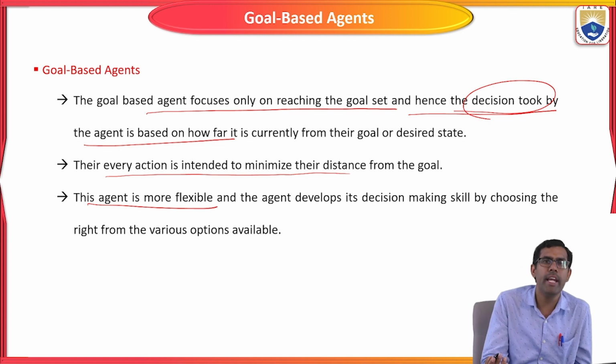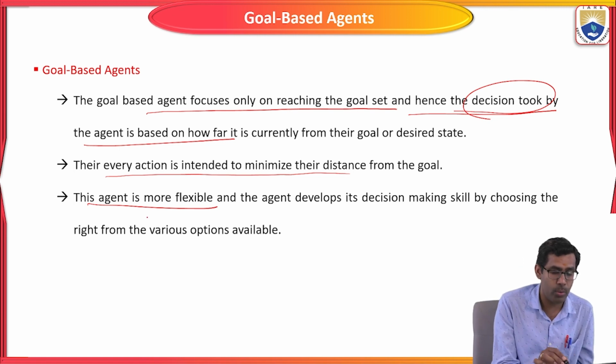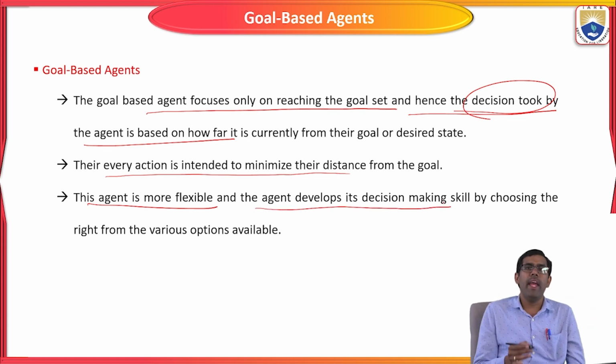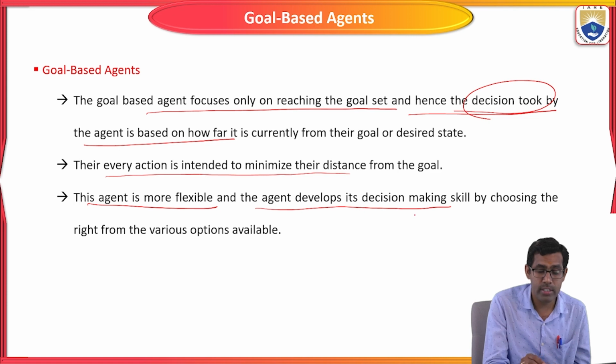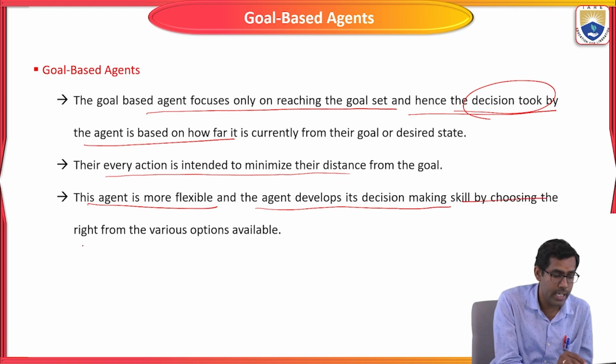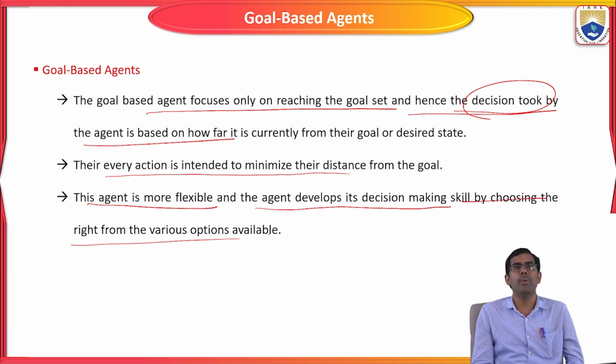After that, we are going to take action. So it is more flexible. The agent develops its decision making here. The agent means the artificial intelligence based system that is going to take a decision. Here the agent has full authority in taking the decision, right? So the agent develops its decision making skills by choosing the right option from the various options available, right?